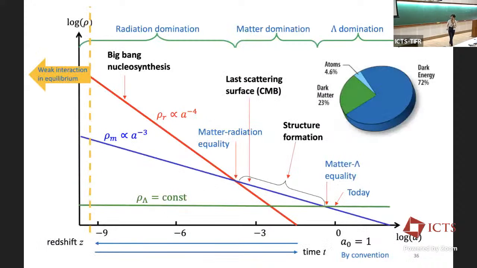So just to give you an idea of where 1 MeV in temperature would be, it will be somewhere here when the scale factor was 10 to the minus 10 or so, way before everything in the universe, way before CMB, way before large-scale structure, even before nucleosynthesis.